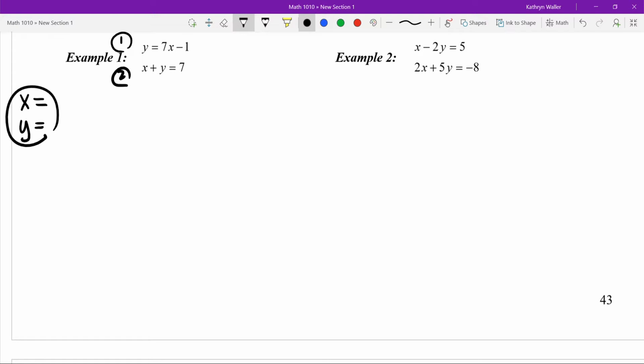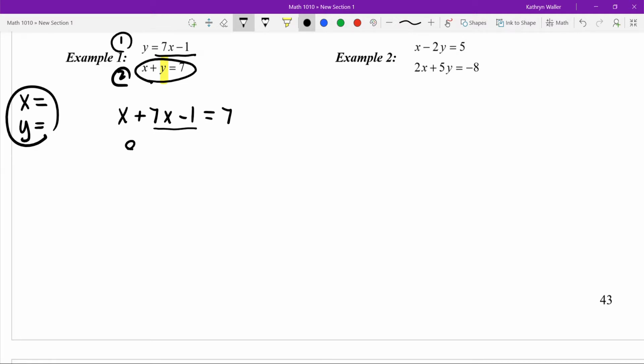It's solved for y. So I'm going to take this equation and I'm going to plug it right there, substitute it in, replace it with 7x minus 1, because that's what y is. So everybody write down x plus y, which is 7x minus 1, is equal to 7. So all I did is take the second equation, and instead of writing y, I wrote in 7x minus 1. Now I'm just going to solve it.